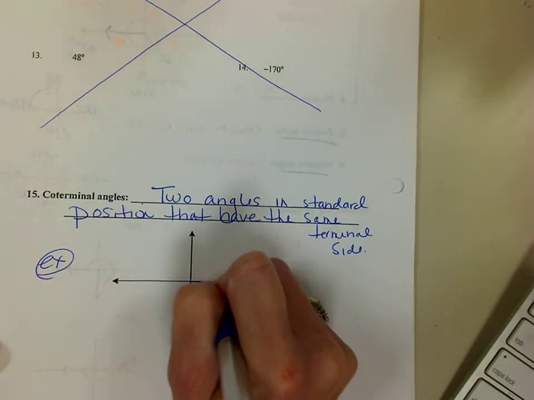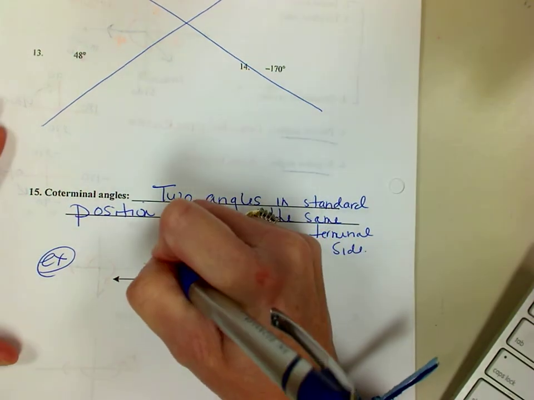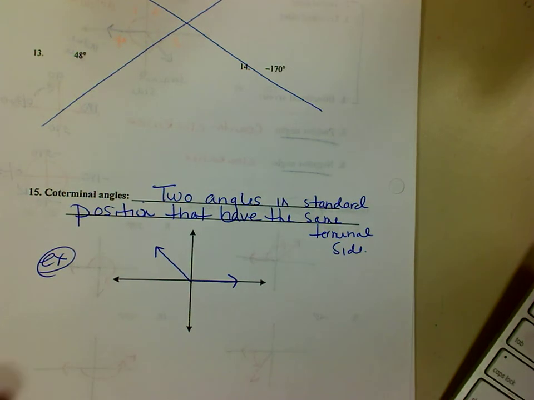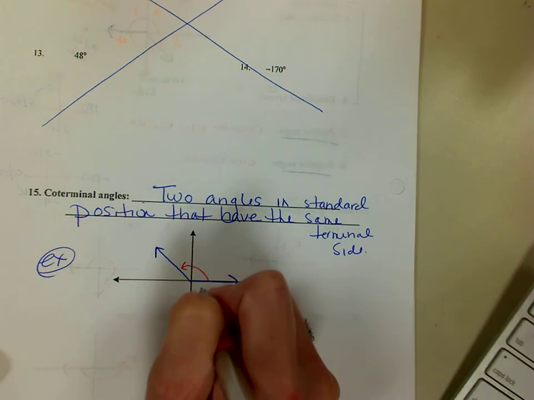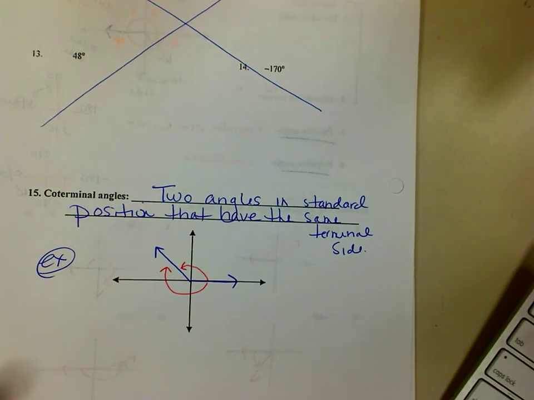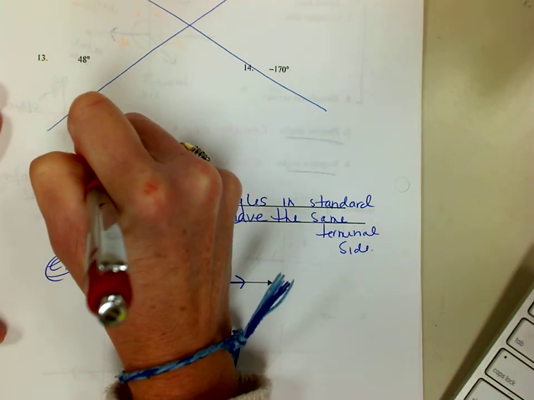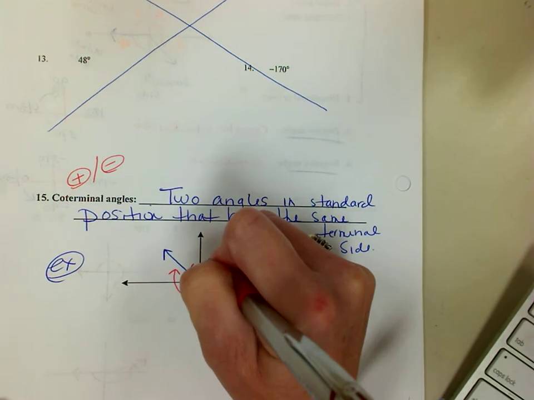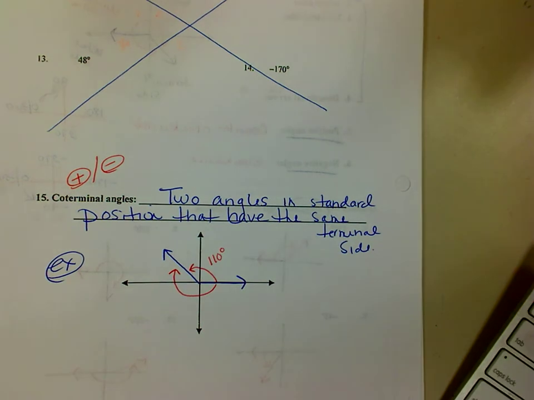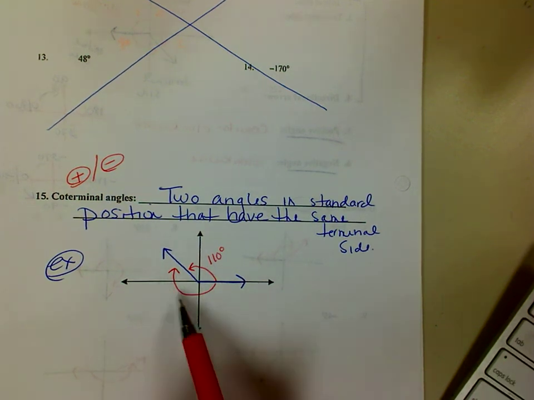Okay, so here's an example. Here's my initial side, and let's say that the terminal side ends up maybe somewhere over here. Well, I could have two angles. I could have one here, which is a positive one, or I could have one here, which is negative. So coterminal angles are always going to have a positive and a negative. So let's say this one's 110 degrees. If I want to know what the other one is, all I have to do is either add or subtract 360, because this is a full circle, which is 360 degrees.